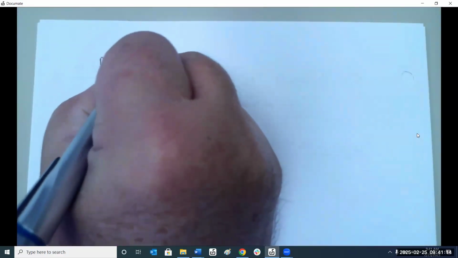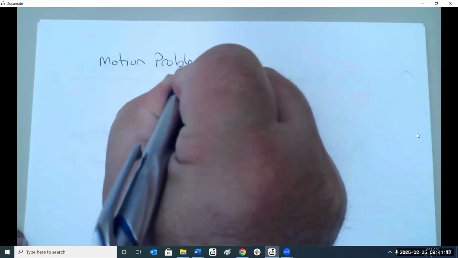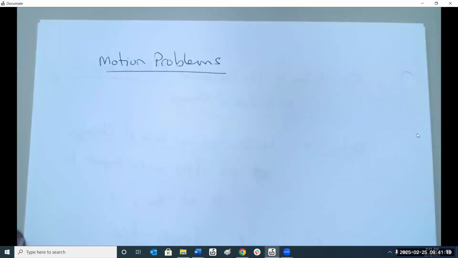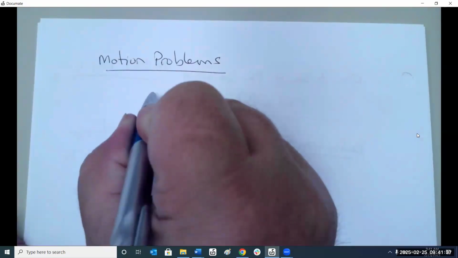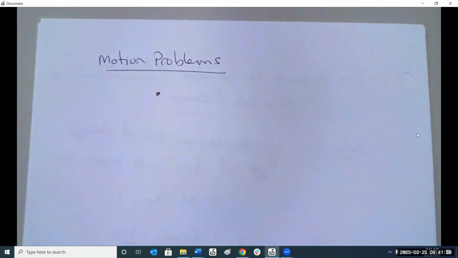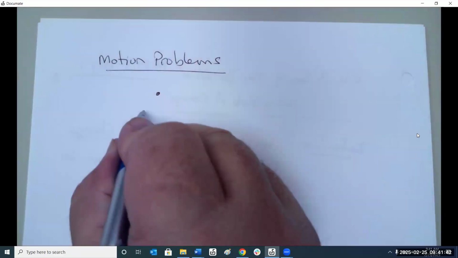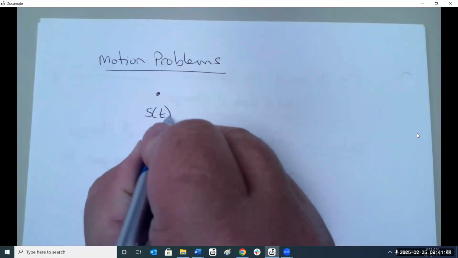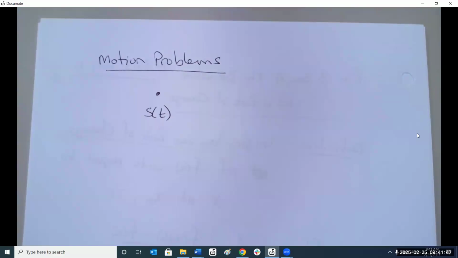Now let's look at motion problems. In motion problems, how do we change? We begin with what? If you're looking at a motion problem, you have to begin with some object someplace. It's going to change with time. So we just call it S of t.